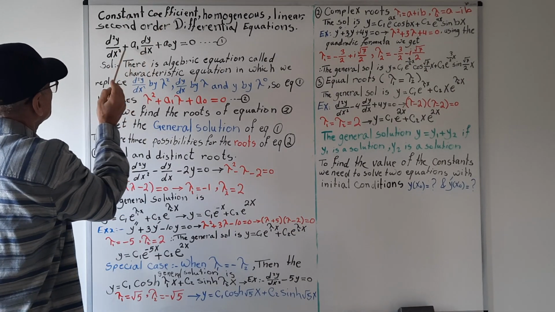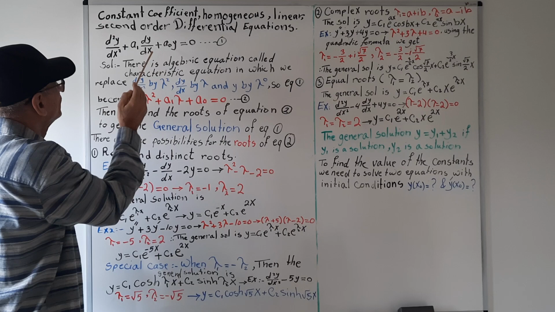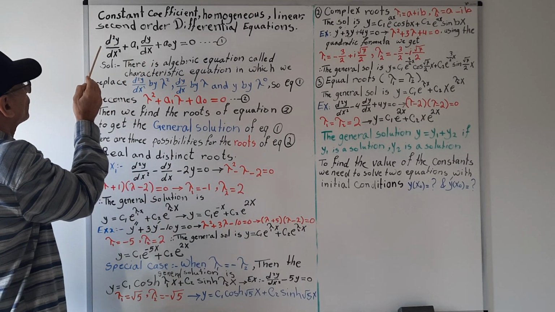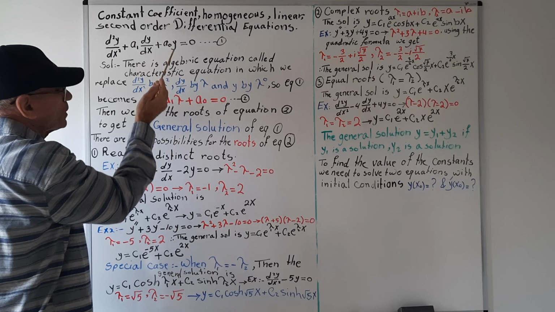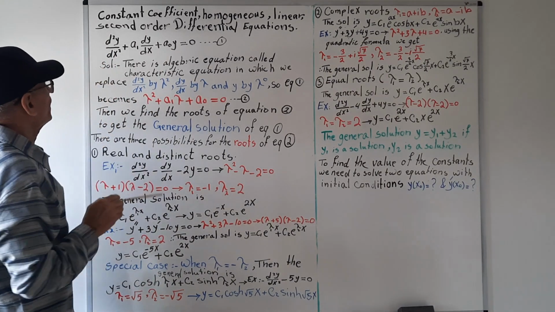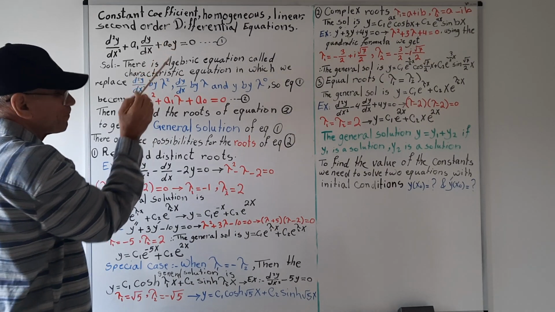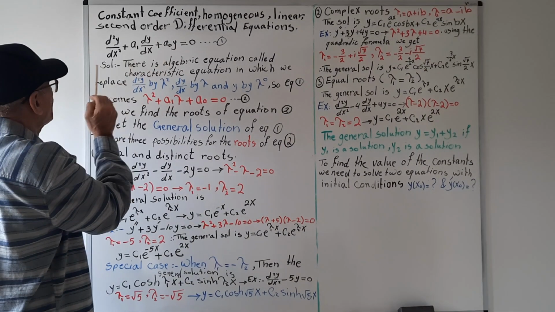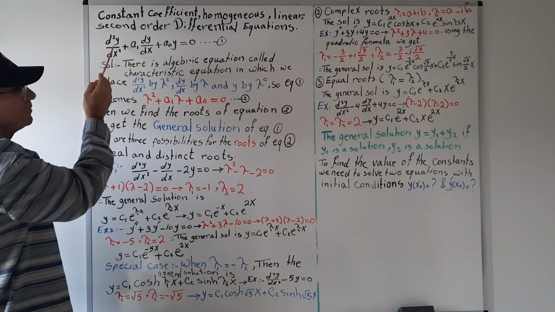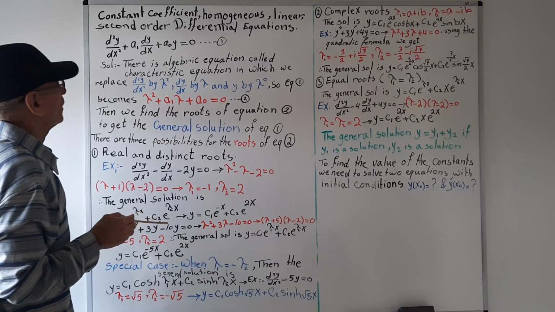Constant coefficient means here there is no function of x, just constants here and here and here. If there is a constant here, we divide the equation by this constant to get the second derivative by itself. So there is no function of x multiplied by either one of the terms, either the second derivative or first or the y itself.